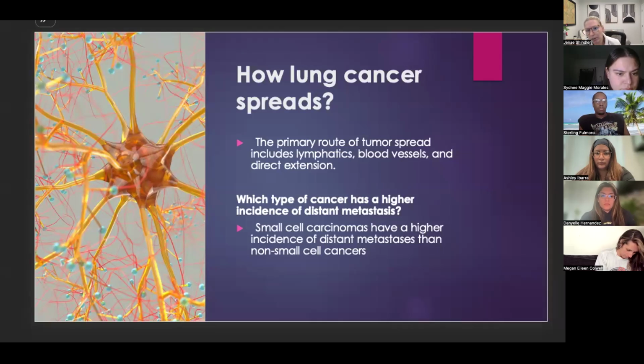First, we need to know how lung cancer spreads. The primary route of tumor spread is usually lymphatics. It can also be blood vessels and direct extension. And we should just know that small cell lung cancer has a higher rate of distant metastases. That means metastases elsewhere in the body. Small cell lung cancer has a very, very, very high rate of metastasizing to the brain.